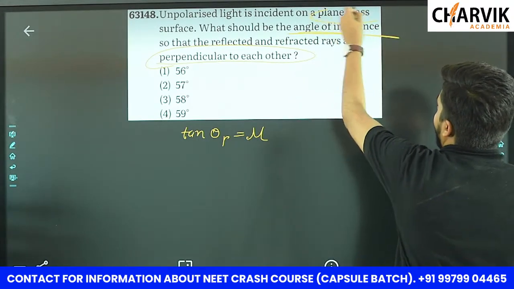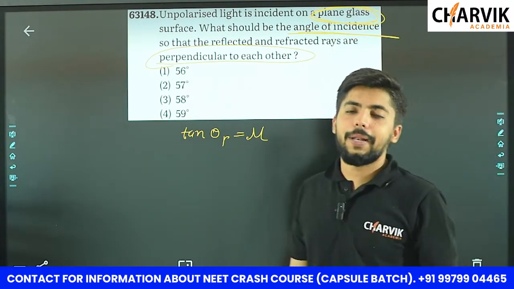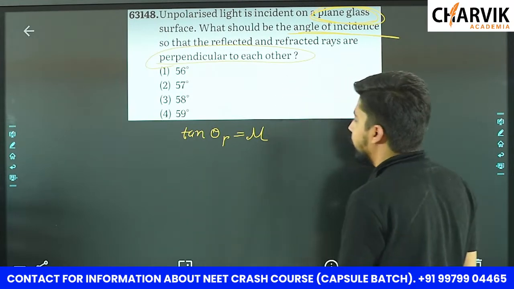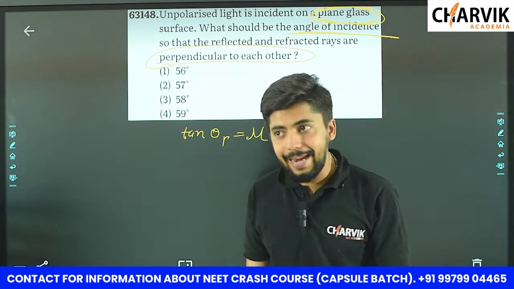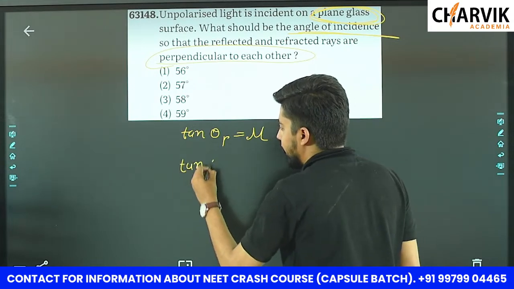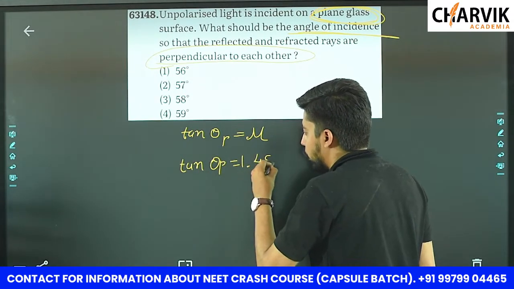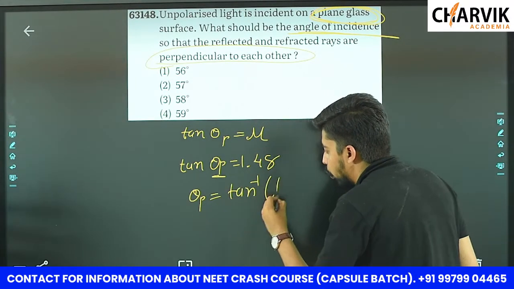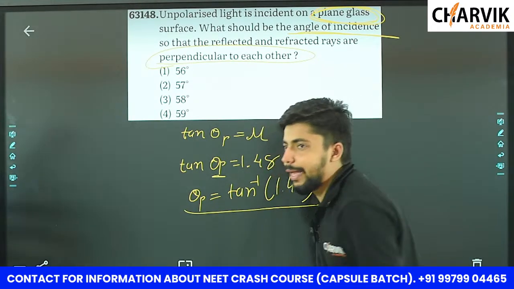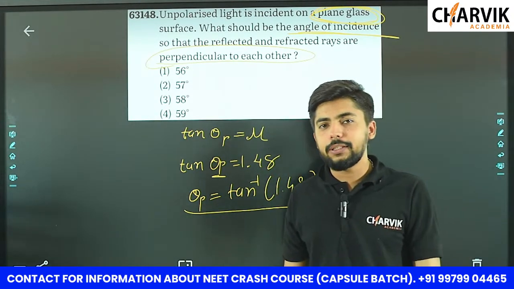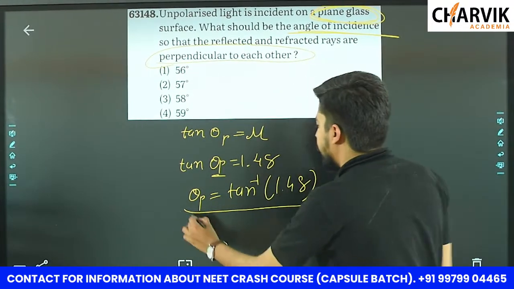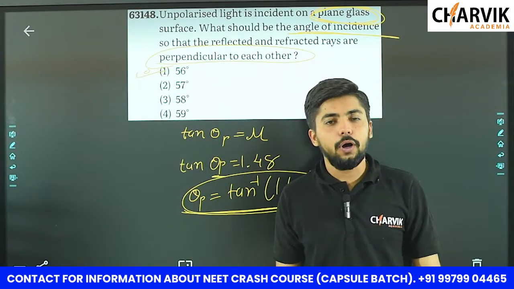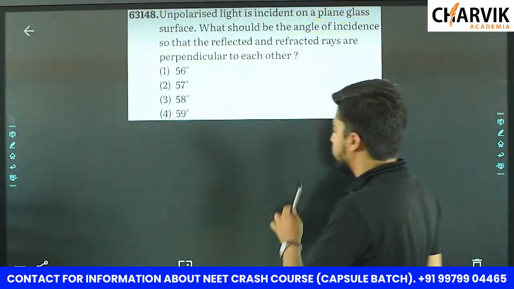Okay, but this is about plain glass. If it is about plain glass, what is the refractive index? 1.5, or to be more precise, the refractive index of glass is 1.48. So you can say that tan theta p is equals to 1.48. We need this theta p, so theta p becomes tan inverse of 1.48. You will be having a calculator, and also you will be having the log table in the paper if you need. After doing this tan inverse 1.48, you will get the answer 15 degree, which is given in your first option. Okay, let us move to the next question then.